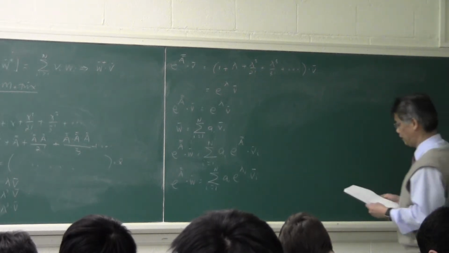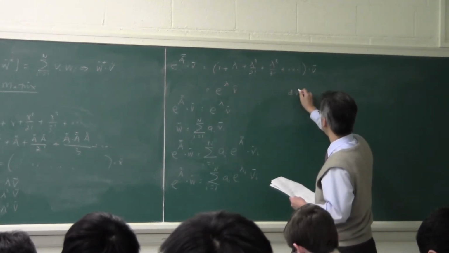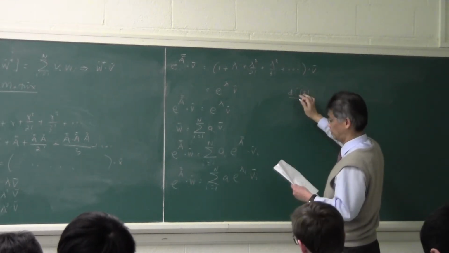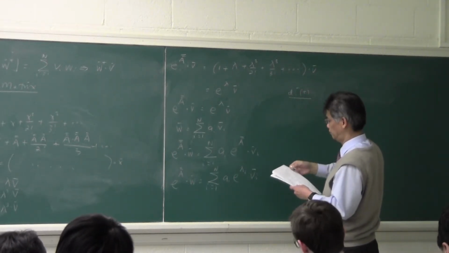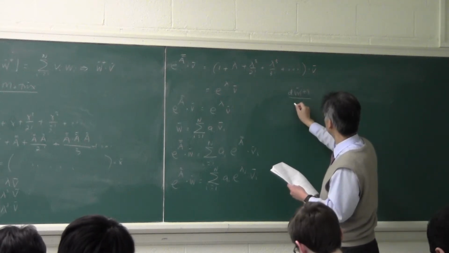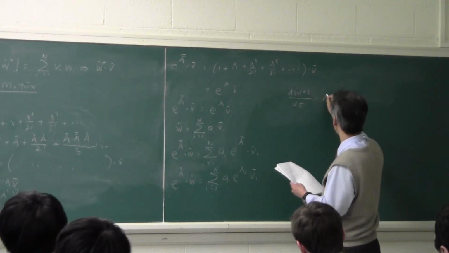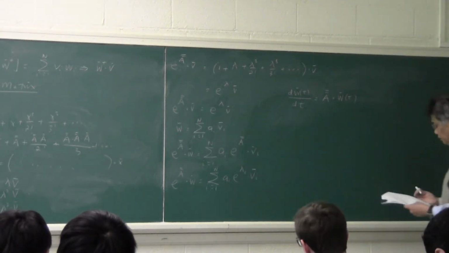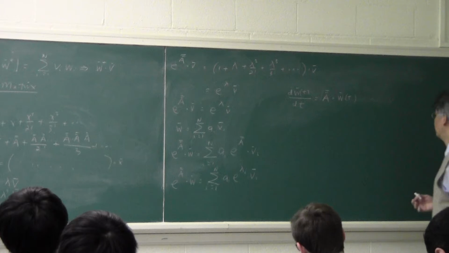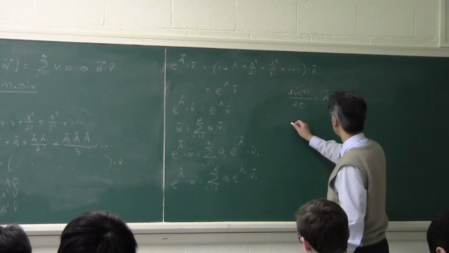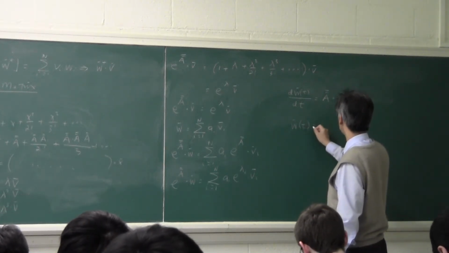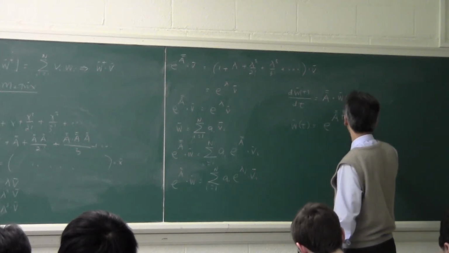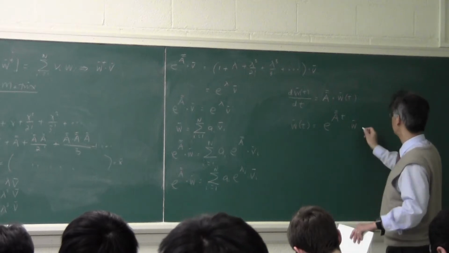So, if you have an equation that you sometimes might see in electrical engineering, that dW(t)/dt is equal to A dot W(t), you can actually formally integrate this equation and write this as e to the At times W(0).